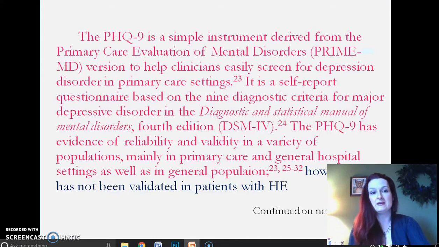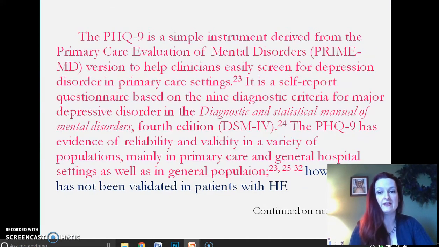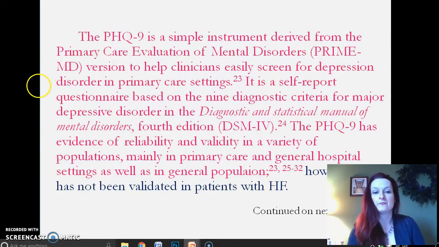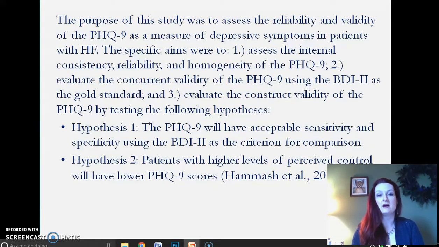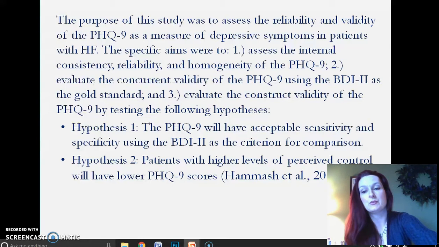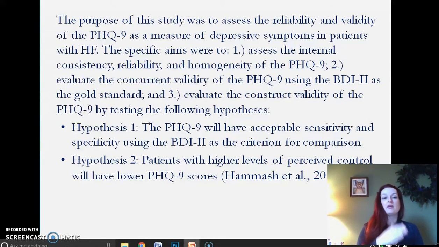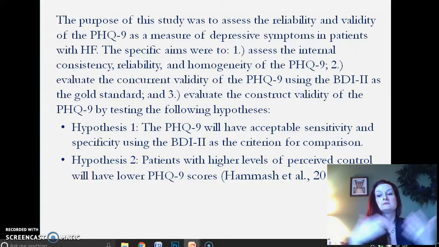So here we have in the pink a little description of the PHQ-9, that it's been validated in a variety of different populations, that it's just 9 questions, but it hasn't been validated in patients with heart failure, so of course that's what they're going to do. And then here we have our hypotheses. And here is the actual purpose statement. The purpose of the study was blah, blah, blah, etc., etc.